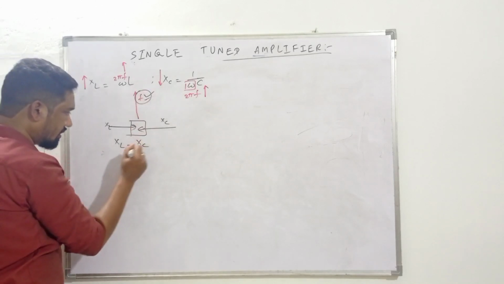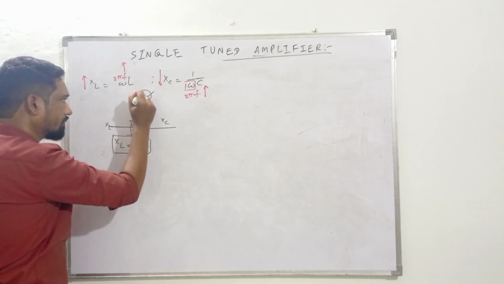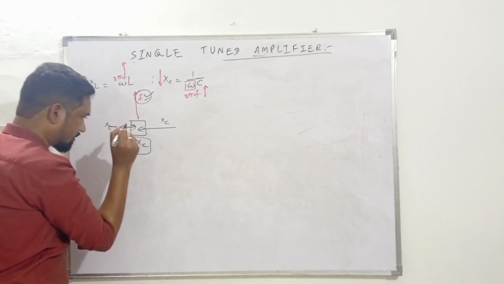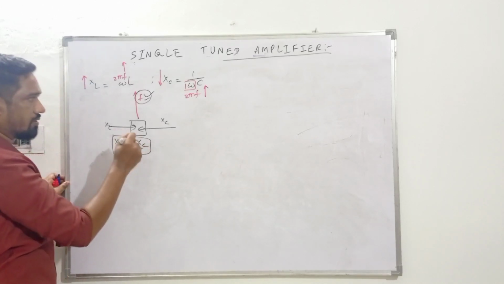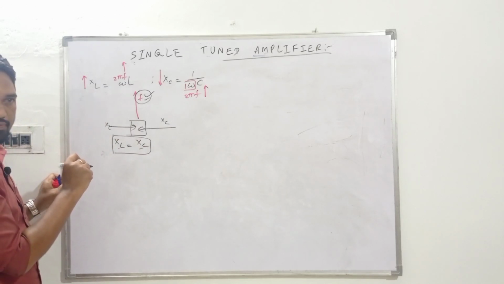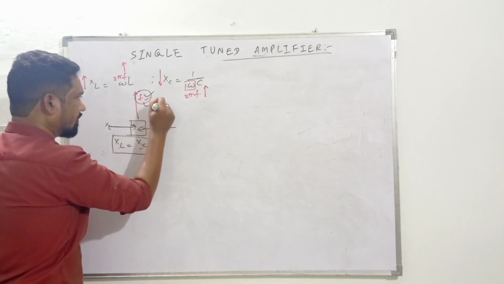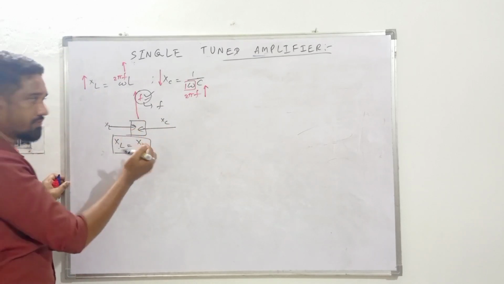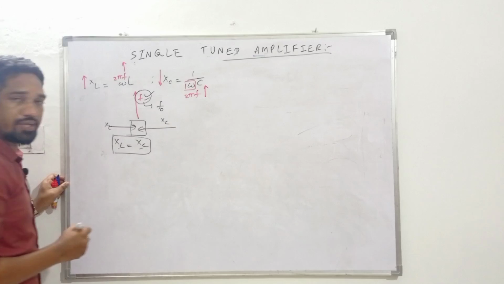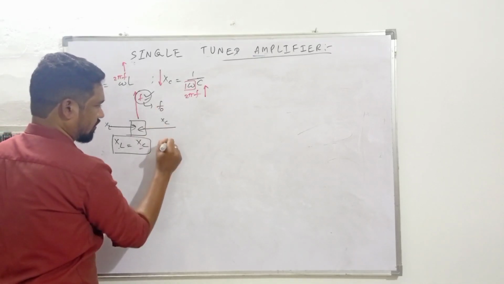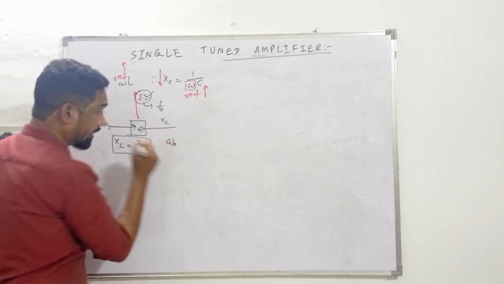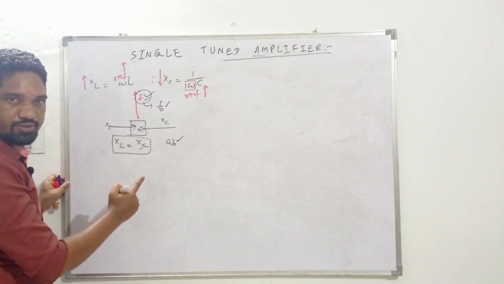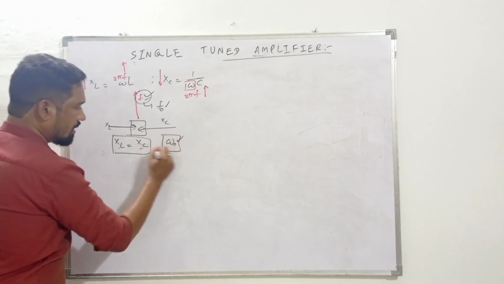At that particular frequency, the frequency at which the reactances offered by the inductor and capacitor are equal, is known as the resonance frequency. Right? So f will be the resonance frequency f naught, and the corresponding omega will be omega naught. At resonance, f will be f naught, omega will be omega naught. Remember this point very much.